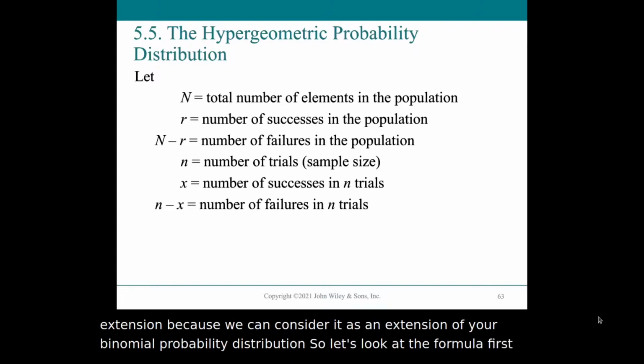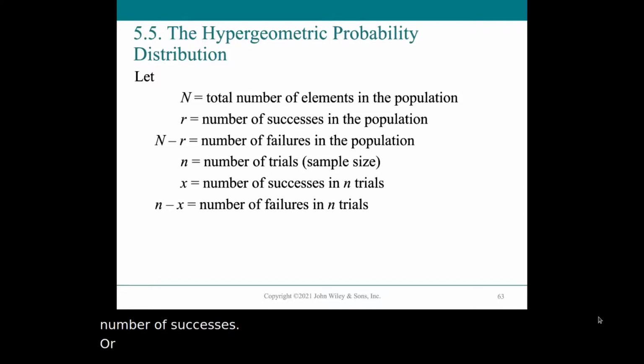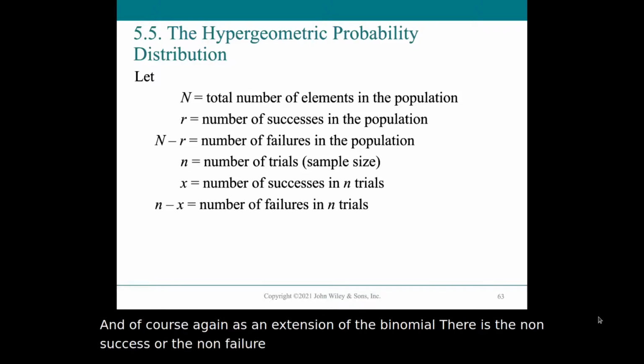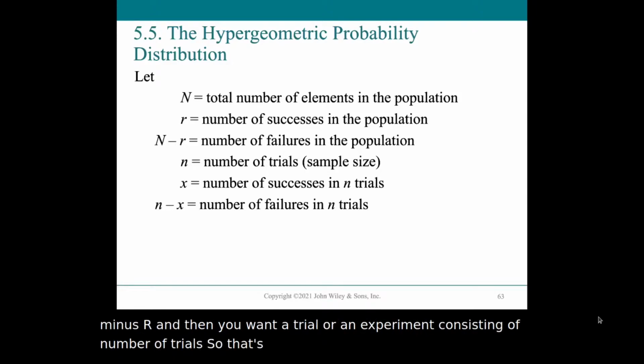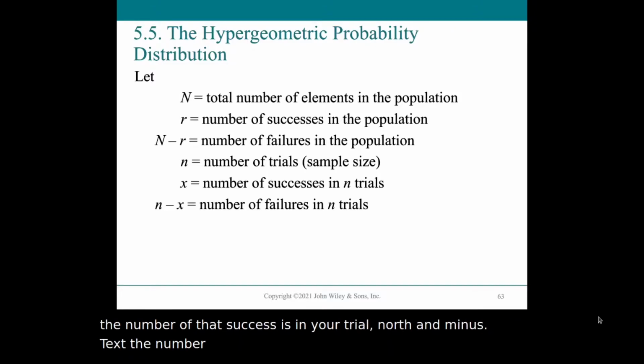So if we have n total number of elements in a certain population, and the number of successes, or your desired outcome, in that particular population is equal to r, and of course, again, as an extension of the binomial, the rest, or the non-success, or the non-failure, or the undesirable outcomes, is of course n minus r. And then you conduct a trial or an experiment consisting of n number of trials. So that's technically your sample size. So let x be the number of successes in your trial n. And n minus x is the number of failures of your trial.